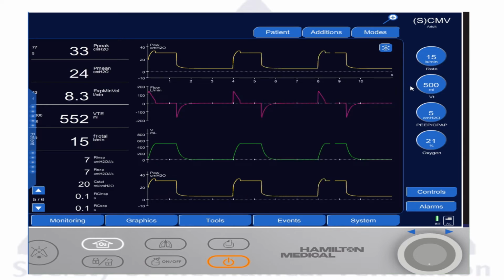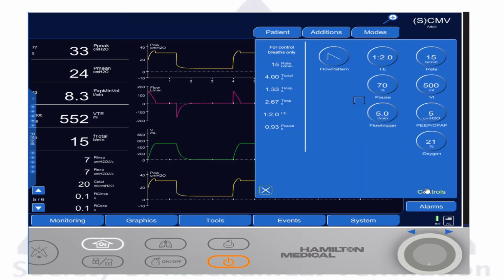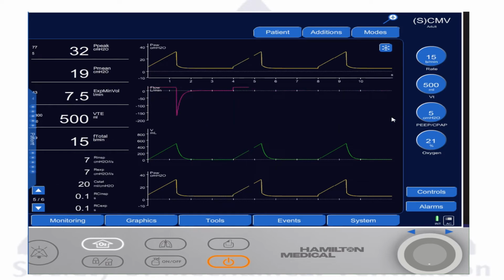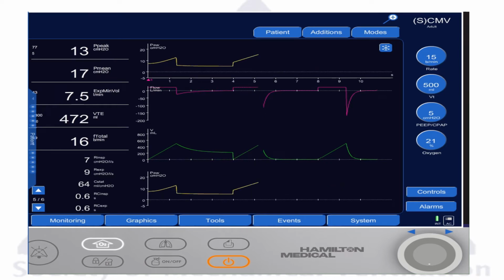Okay, so I'm gonna go back to the constant flow waveform, remove the pause, and I want to show you the effect of the patient effort. This patient was a passive patient, meaning he's not triggering the ventilator, so he's getting exactly the rate, the tidal volume, everything that you set. So let's see what happens when the patient starts to have some inspiratory effort.